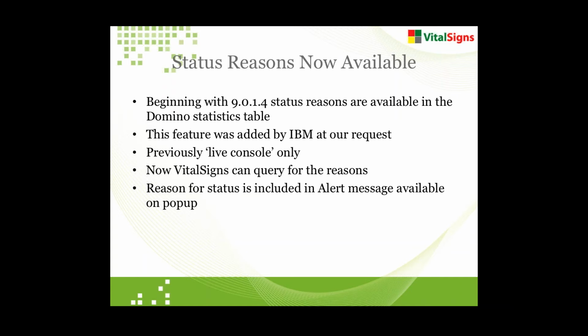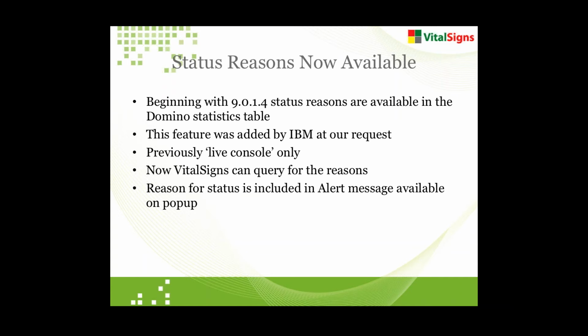So what's particularly exciting is that beginning with Traveler 9.0.1.4, status reasons are now available in the Domino statistics table. And this is a feature that was added by IBM at our request, and I am eternally grateful. We've been pestering them for a couple of years. It made it to the top of the list, and I couldn't be more delighted to see that in there.